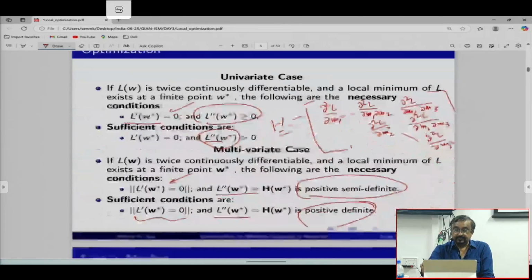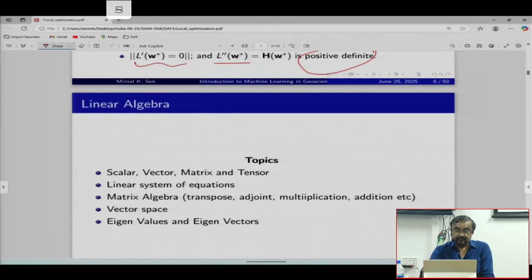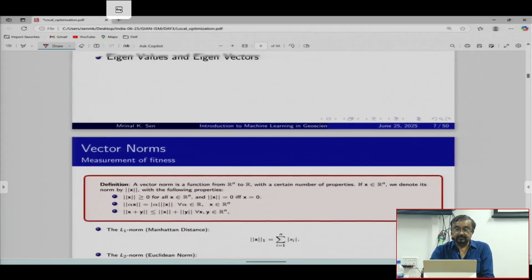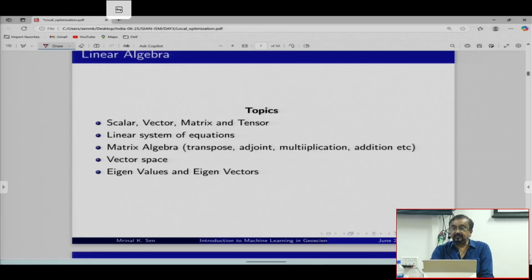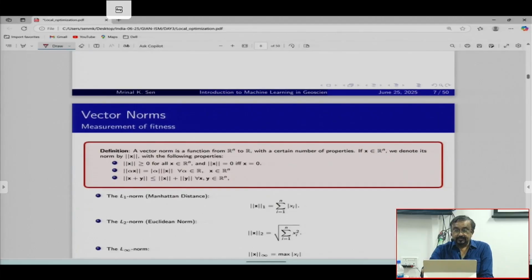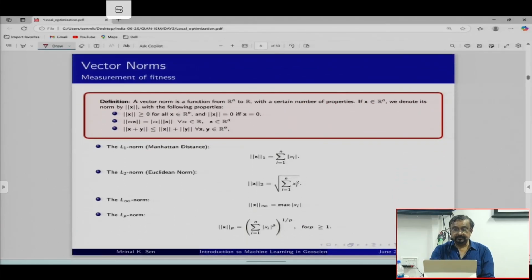Okay. So now I will talk about, I'm assuming that you all have had some background, you have had some courses on linear algebra where they talk about linear systems of equations and all kinds of transpose, adjoint, and I don't have time to discuss those, but these are some essential concepts that you have to have, like eigenvalues and eigenvectors and so on.